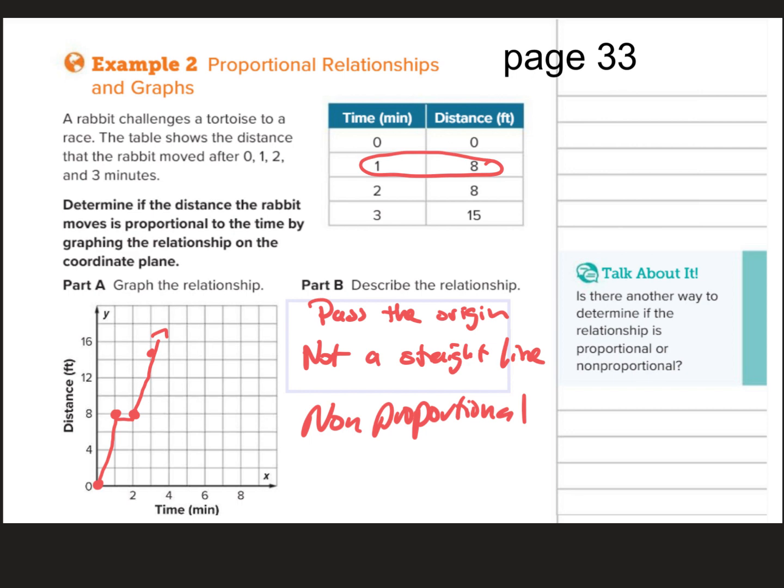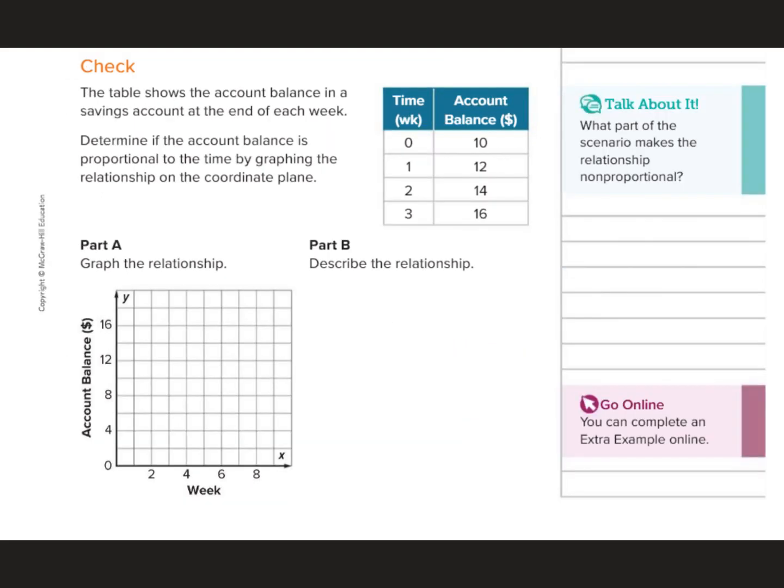All right, so let's go ahead and move down to the check. Again, just a little further down the page, on page 33, here's the check. If you would please take a look at the table and the situation talking about the balance in a savings account. Let's go ahead and graph this, describe the relationship, and decide whether this is a proportional or non-proportional relationship. Go ahead and stop the video. Go through this, and when you're done, you can resume the video and make sure your information matches up with ours.